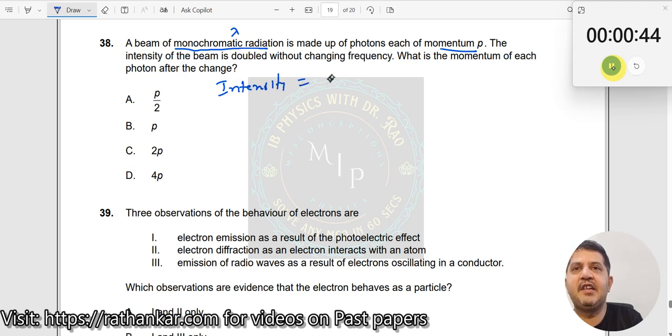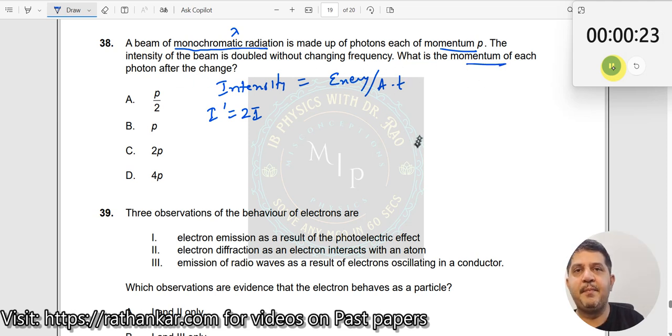Intensity is given by the expression energy per unit area into time. This is what is given, right? What is the momentum if intensity is doubled now? So intensity I dash is equal to 2 times I. Remember, I refers to intensity without changing the frequency. Frequency remains a constant. What is the momentum of each photon after the change?